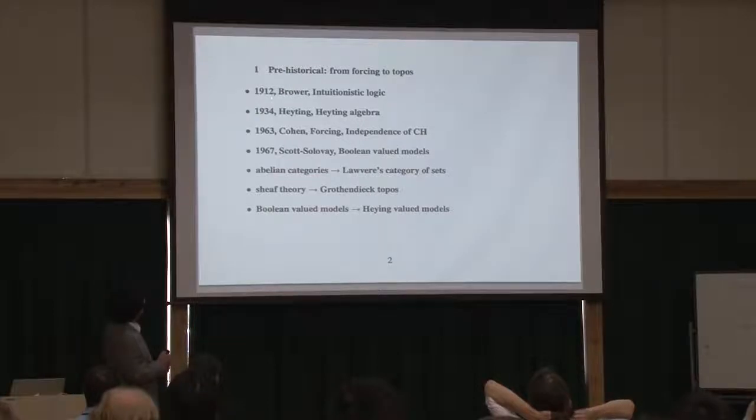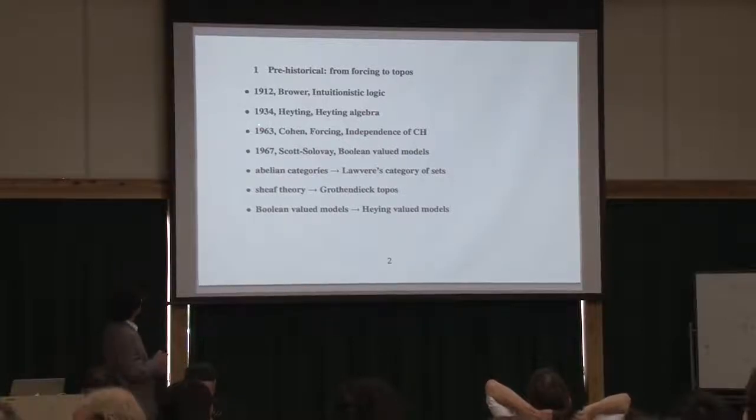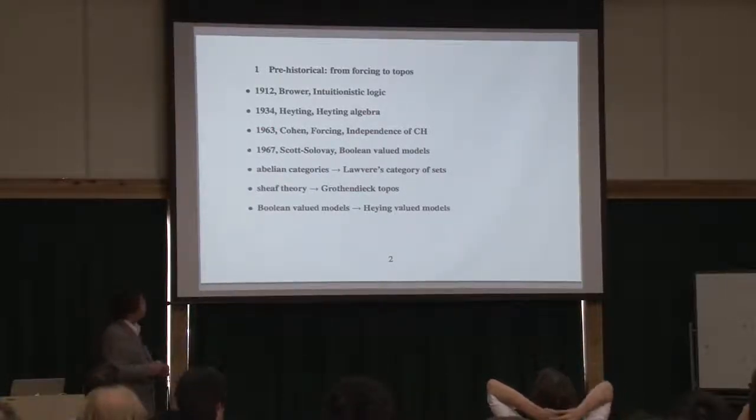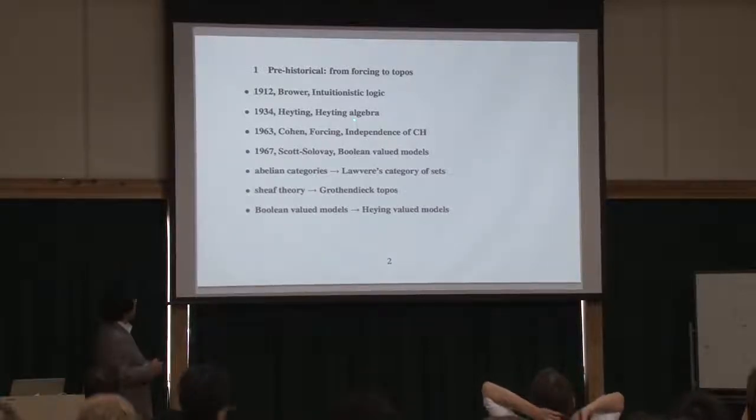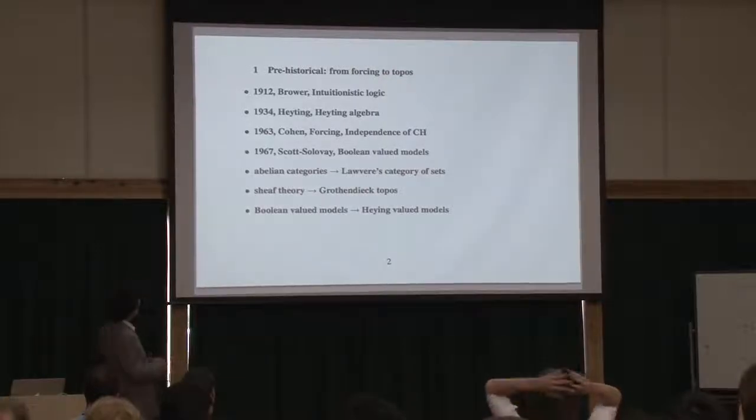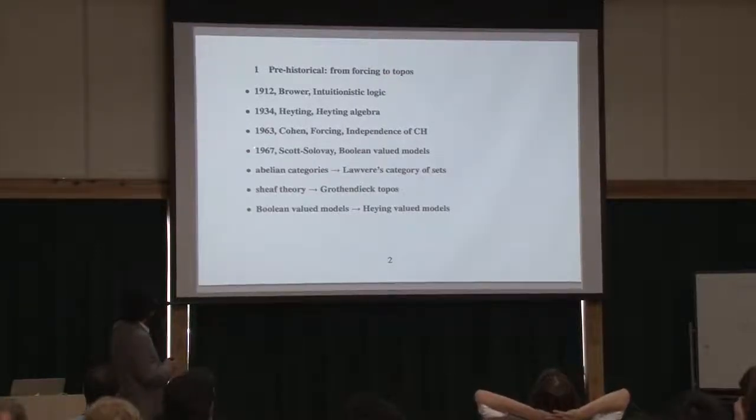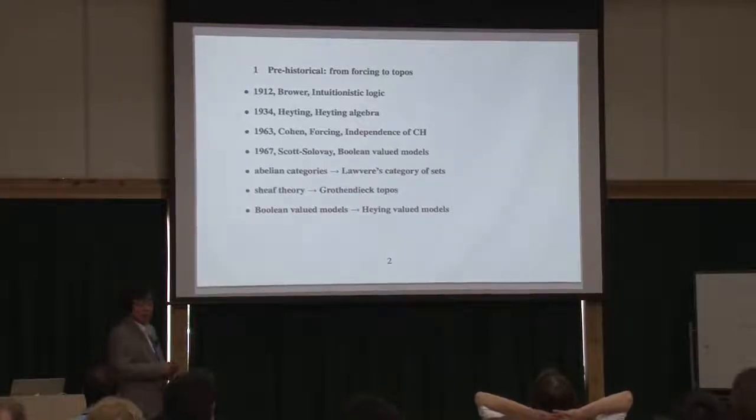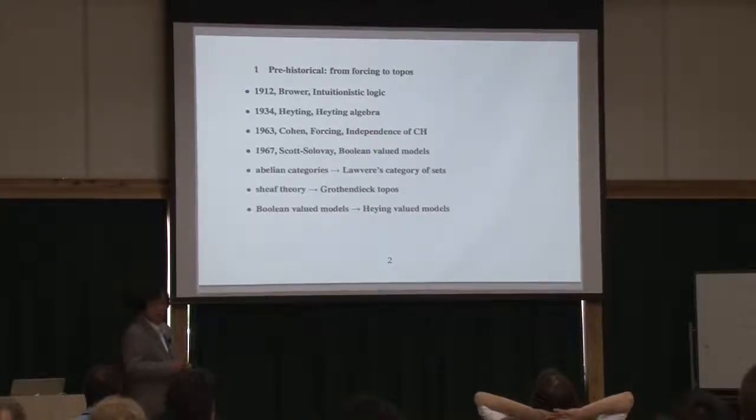In 1912, Brouwer developed intuitionistic logic, and in 1934, Heyting characterized intuitionistic logic in an algebraic way. They are called Heyting algebras. It's a counterpart of Boolean algebra for classical logic. And then a breakthrough happened in 1963. Paul Cohen proved the independence of the continuum hypothesis using the method of forcing, which constructs a new model of the theory.